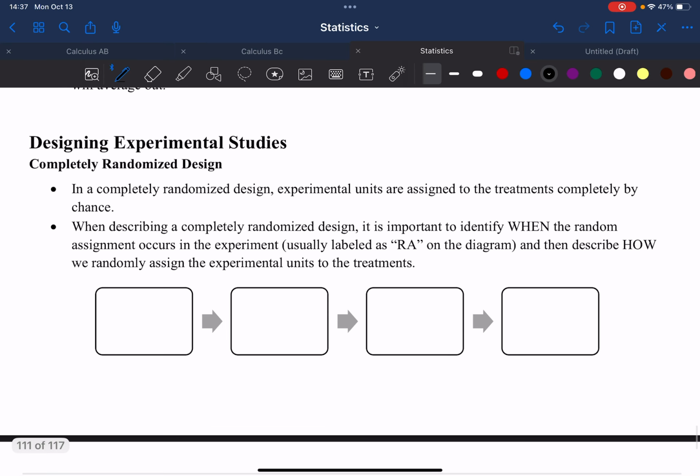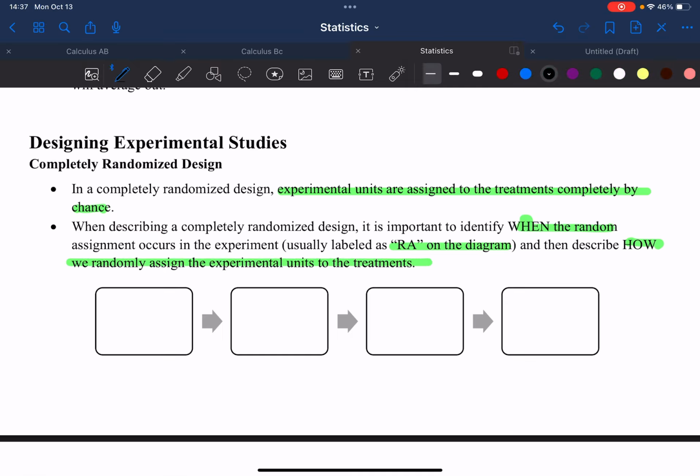So now designing experimental studies. This is a completely randomized design. It says in a completely randomized design, experimental units are assigned to treatments by chance. When describing a completely randomized design, it is important to identify when the random assignment occurs using labels such as RA on the diagram, and then how it was randomly assigned.